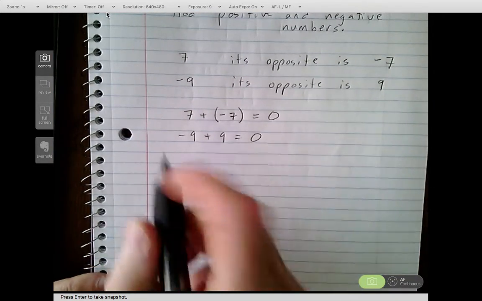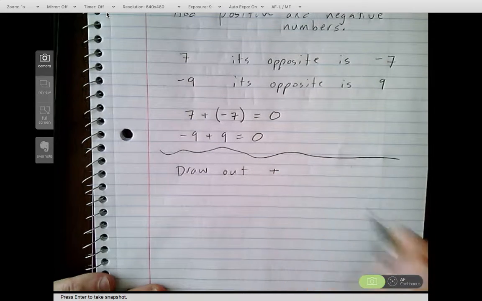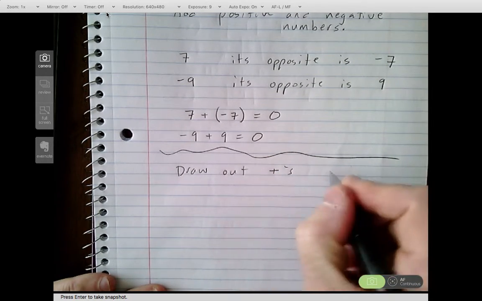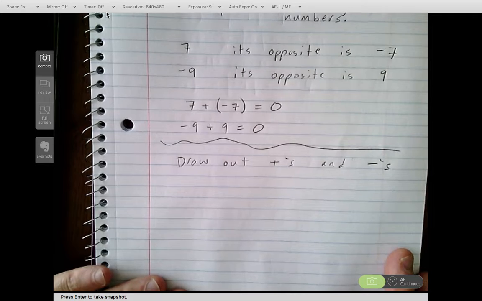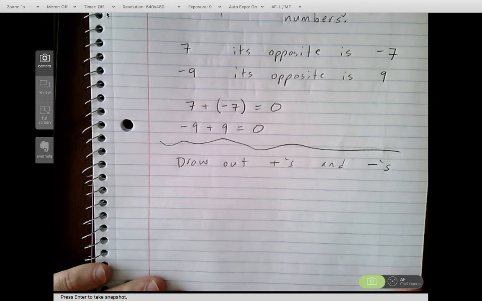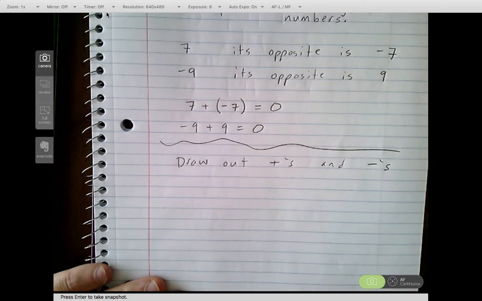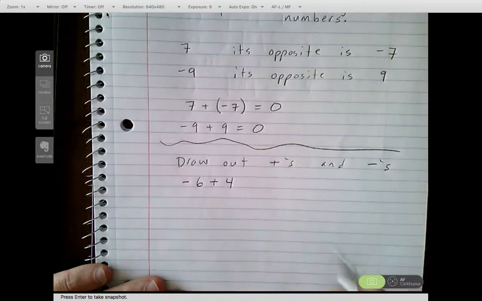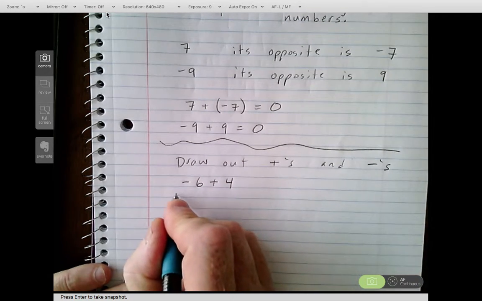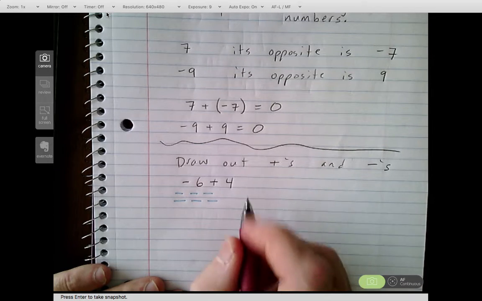Okay. Here's the second way. The second way is to draw out pluses and minuses. Okay, and again, this is a good way to start, but if you're adding 97 and negative 73, that's just not going to be a very fun or efficient way to do the problem by drawing these out. So let's just see here. We got negative 6 plus 4, let's say. So what we can do is draw out 6 negatives, and I'll just draw minus signs. Okay? And then I'll draw 4 pluses.